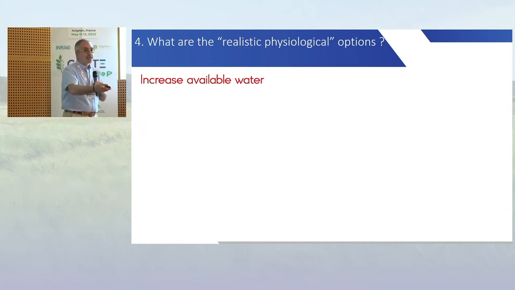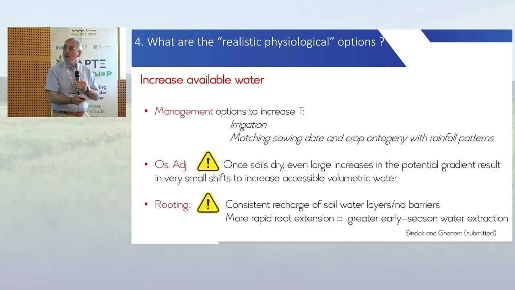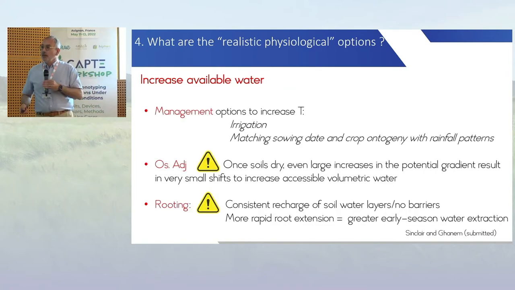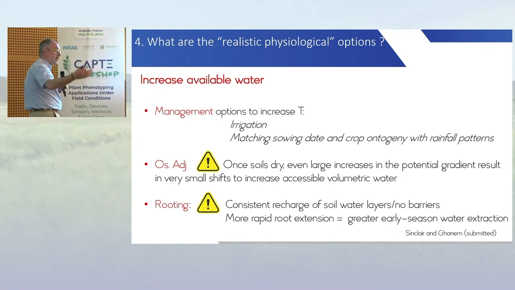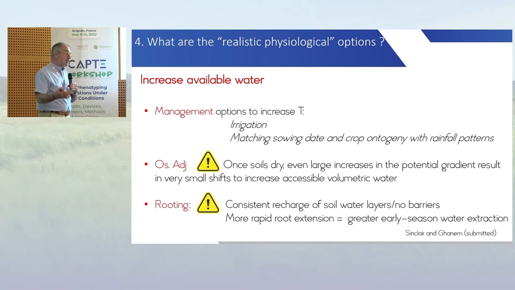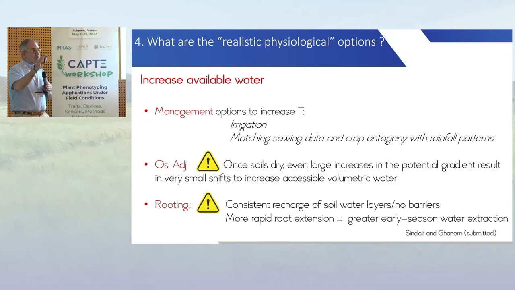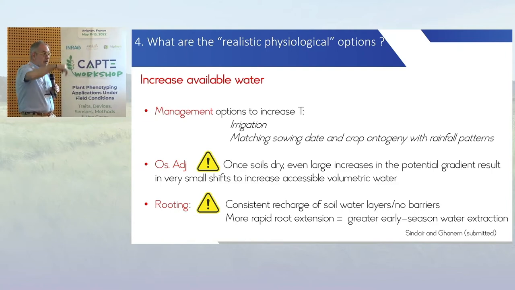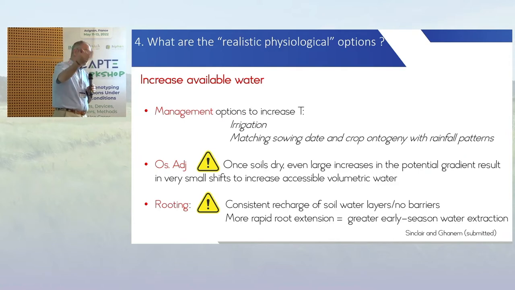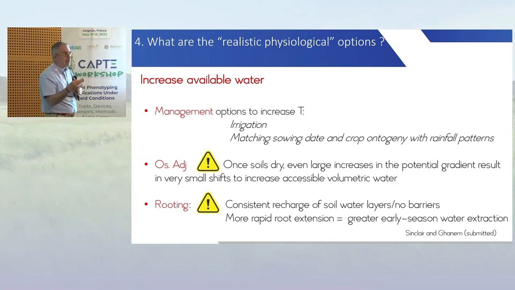So the other option we have is to increase the water available, to give the plant more access to water. How can you do that? Of course, you can irrigate. You can match sowing dates with phenology and rainfall patterns, which is good. That's a management option, not a genetic tweak. Some pretend that osmotic adjustment would be a way forward, but I think that even large increases in the potential gradients result only in very small shifts in the increased amount of water. So osmotic adjustment has been advocated for a long time, and I don't think it is a viable way of going forward.